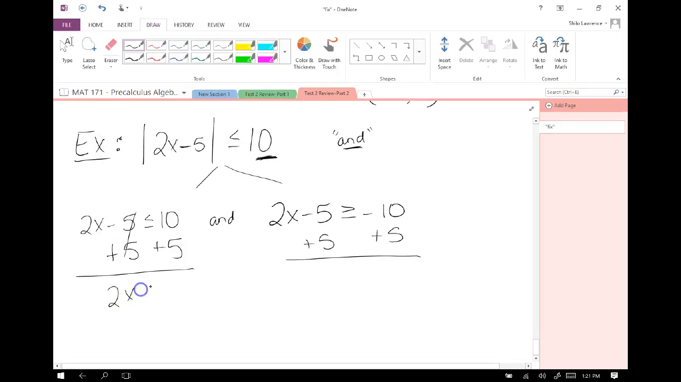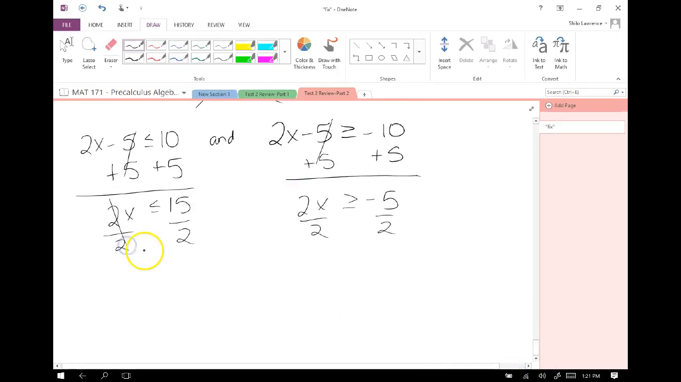So this one ends up as 2x is less than or equal to 15. Here I've got 2x is greater than or equal to negative 5. And then divide them both by 2. X is less than or equal to 15 halves. Most likely, MyLabs Plus is going to want you to leave it as 15 halves. Don't change it to 7.5 or anything like that. Over here, we get x is greater than or equal to negative 5 halves.